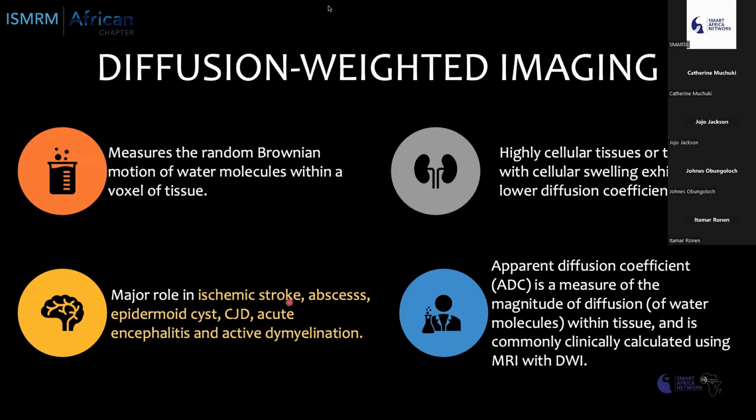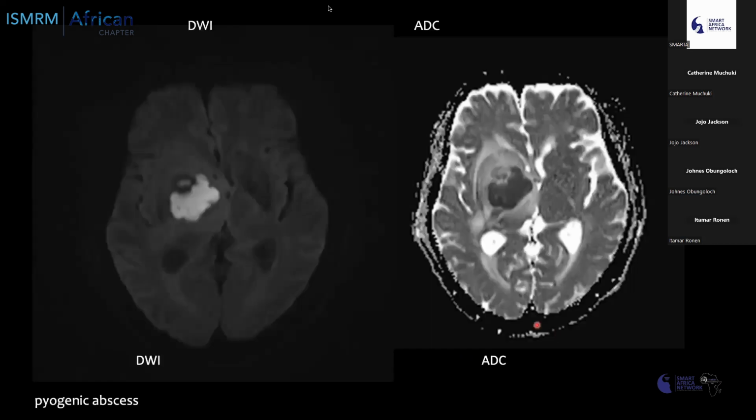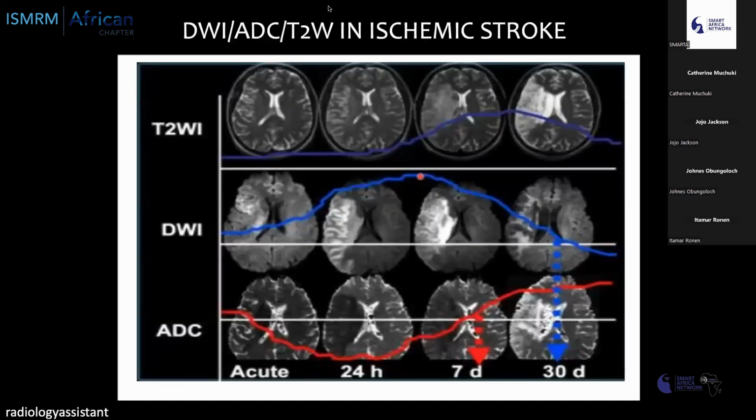DWI and ADC are employed in ischemic stroke, abscesses, epidermoid, the group of CJD, acute encephalitis, and the rest for us to make a diagnosis. Right, so this is an image that shows an abnormal collection in the right basal ganglia, and we see this high signal on the DWI with corresponding low signal on the ADC, right? So this is a pyogenic abscess.